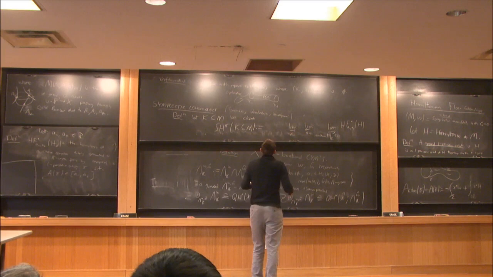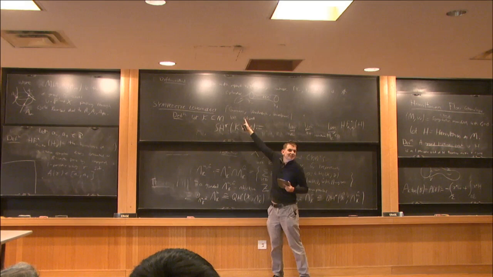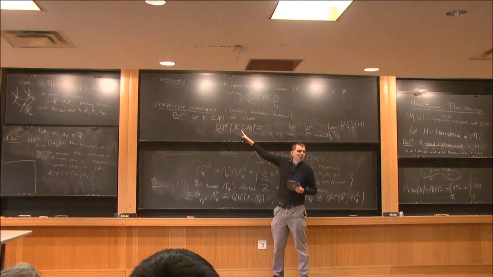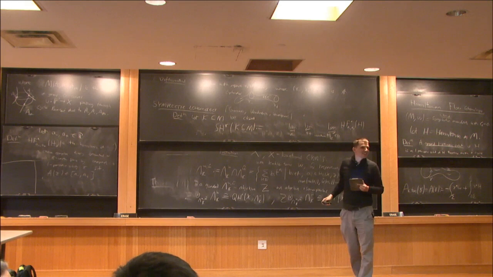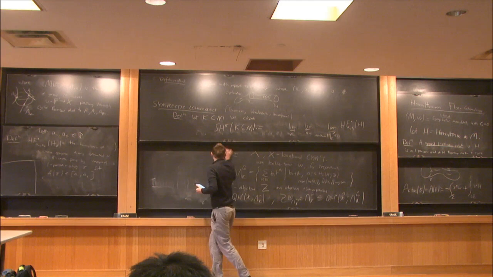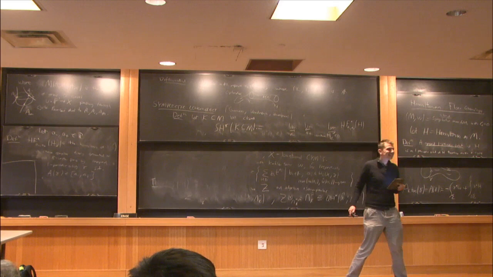So I think Umut told me there's three definitions of symplectic cohomology, and they're all slightly different. And I'm not sure, I think they might give different results. That's just a side note. Okay. Venkatesh version, roughly, yeah. I think.